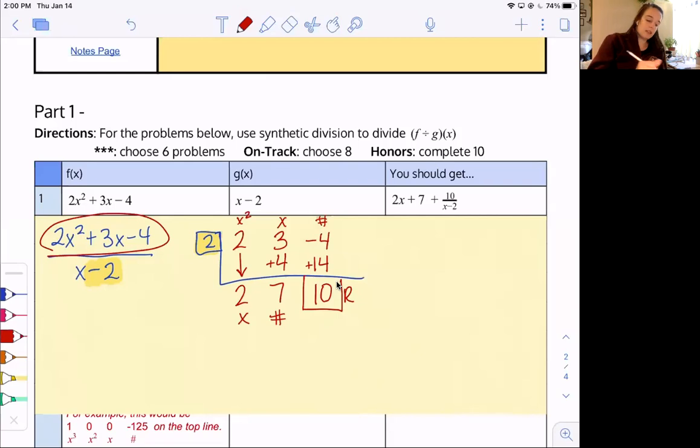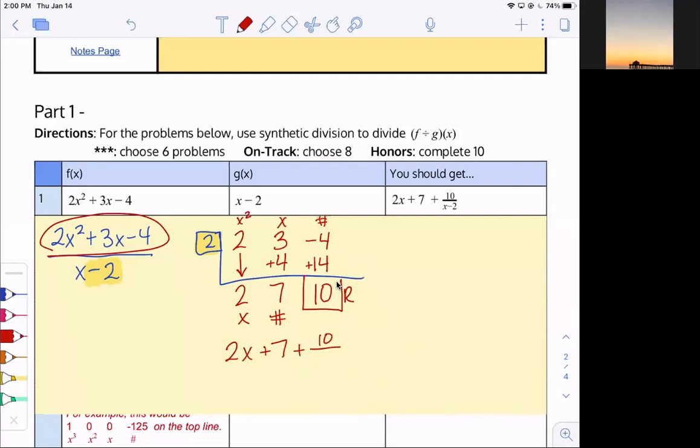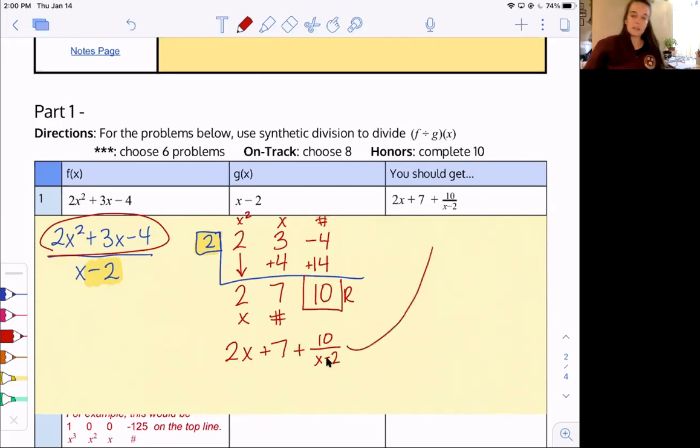So when I write my answer, I'm going to write 2x plus 7 plus 10 over, what is it going to be over? x minus 2. Yep, x minus 2. So my remainder, remember, becomes a fraction. And I can see that my answer is correct.